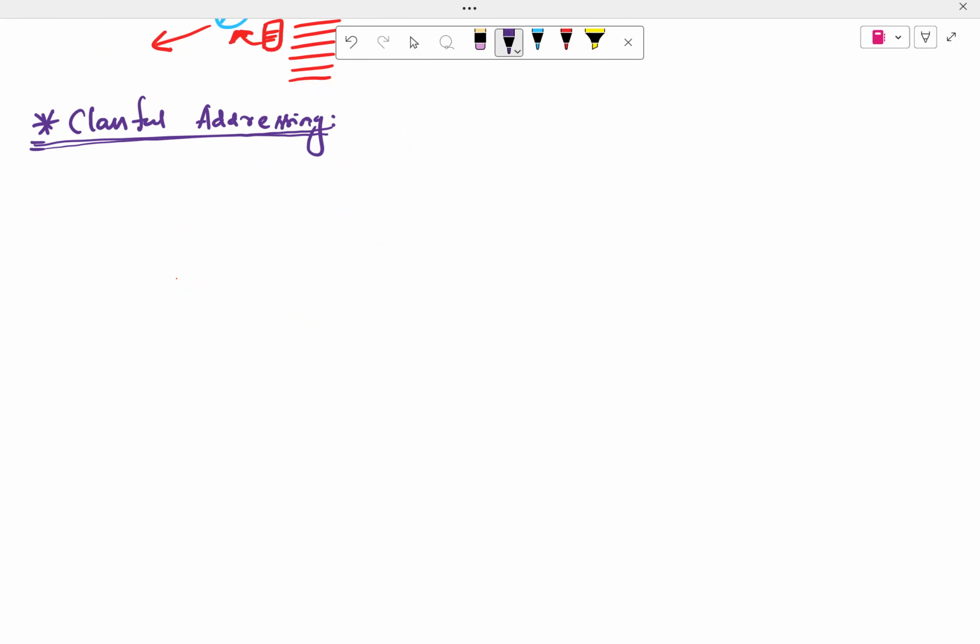In classical addressing, all these IP addresses are divided into classes. So there is class A, class B, class C, class D, class E. In class A, there are very large blocks.